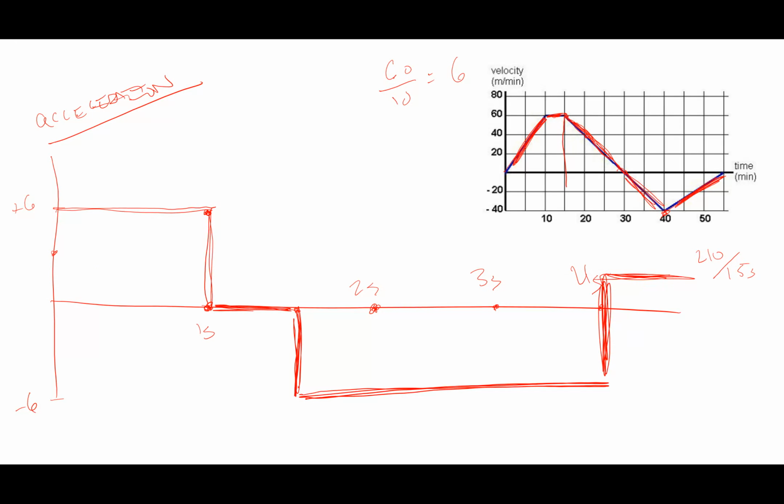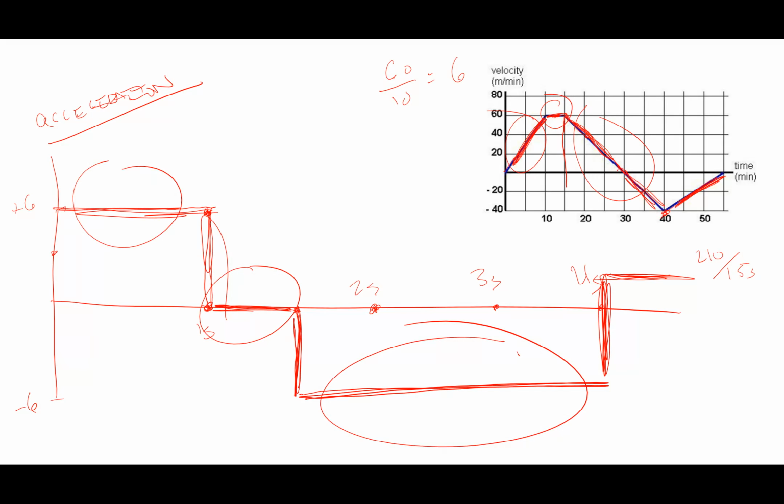So that is what my acceleration graph is going to look like from the velocity graph provided. So you just have to see the points of 0 slope, how they correlate, and positive slope, and negative slope with a negative value. And other than that, easy peasy.